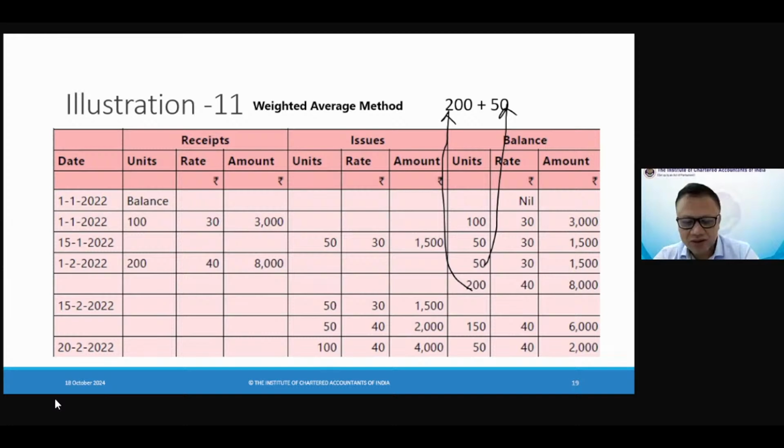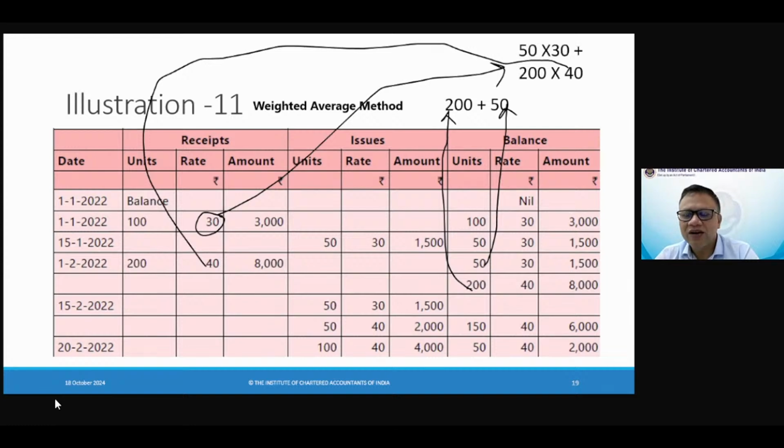Now we have to take the prices. 30 rupees is for the previous stock, and 40 rupees is for the present stock. What you do is multiply all these balances with the unit prices. So 50 into 30 plus 200 into 40. And we have to find the value for these 50 units on 20 February 2022.